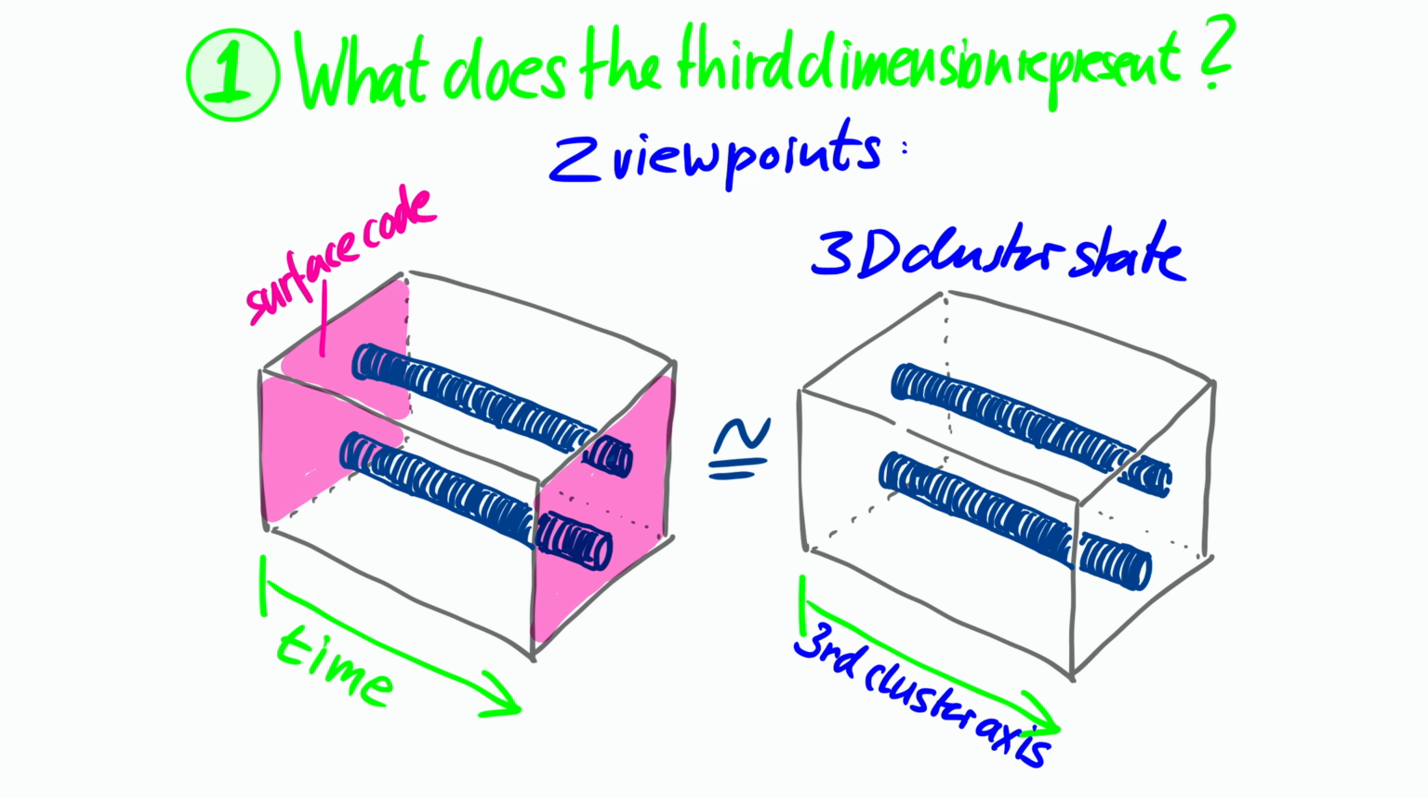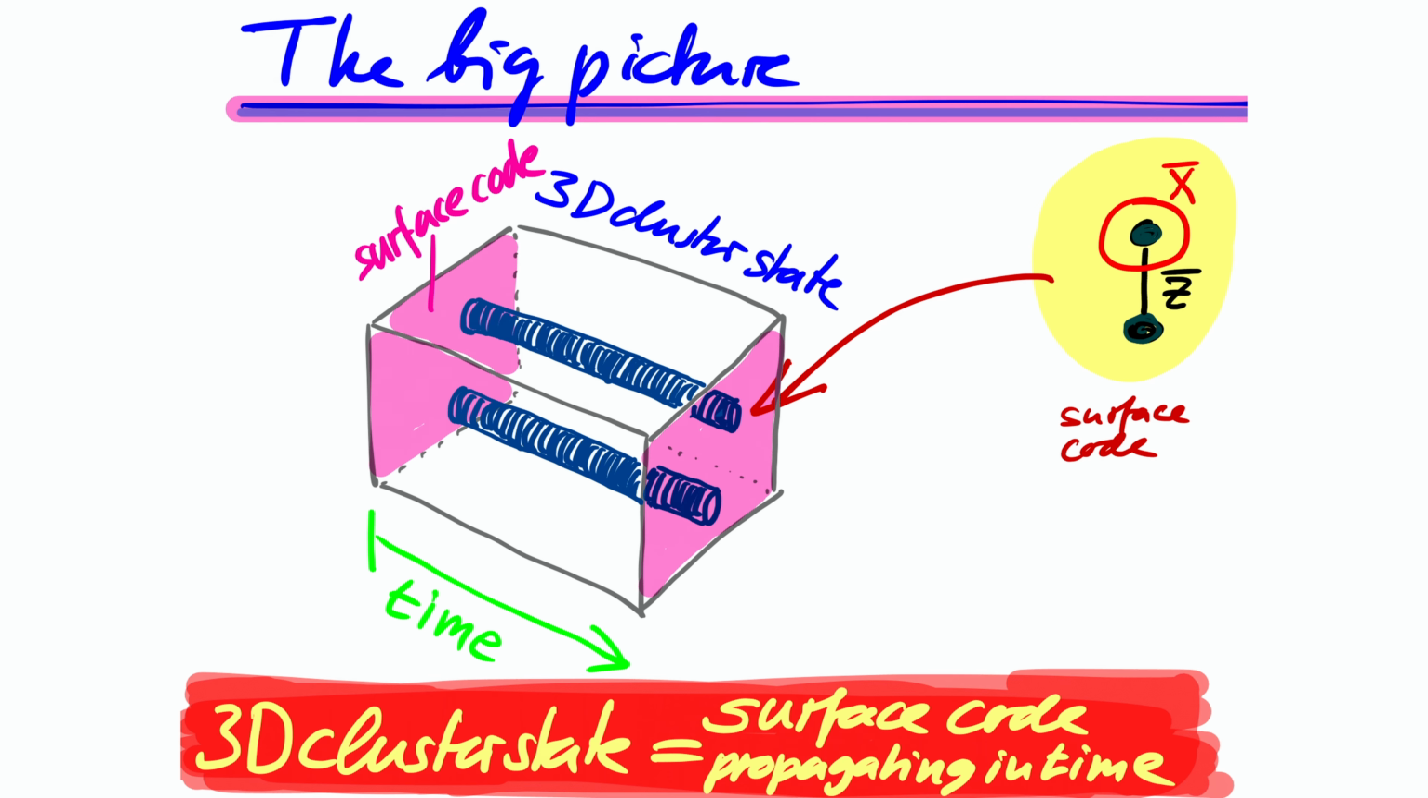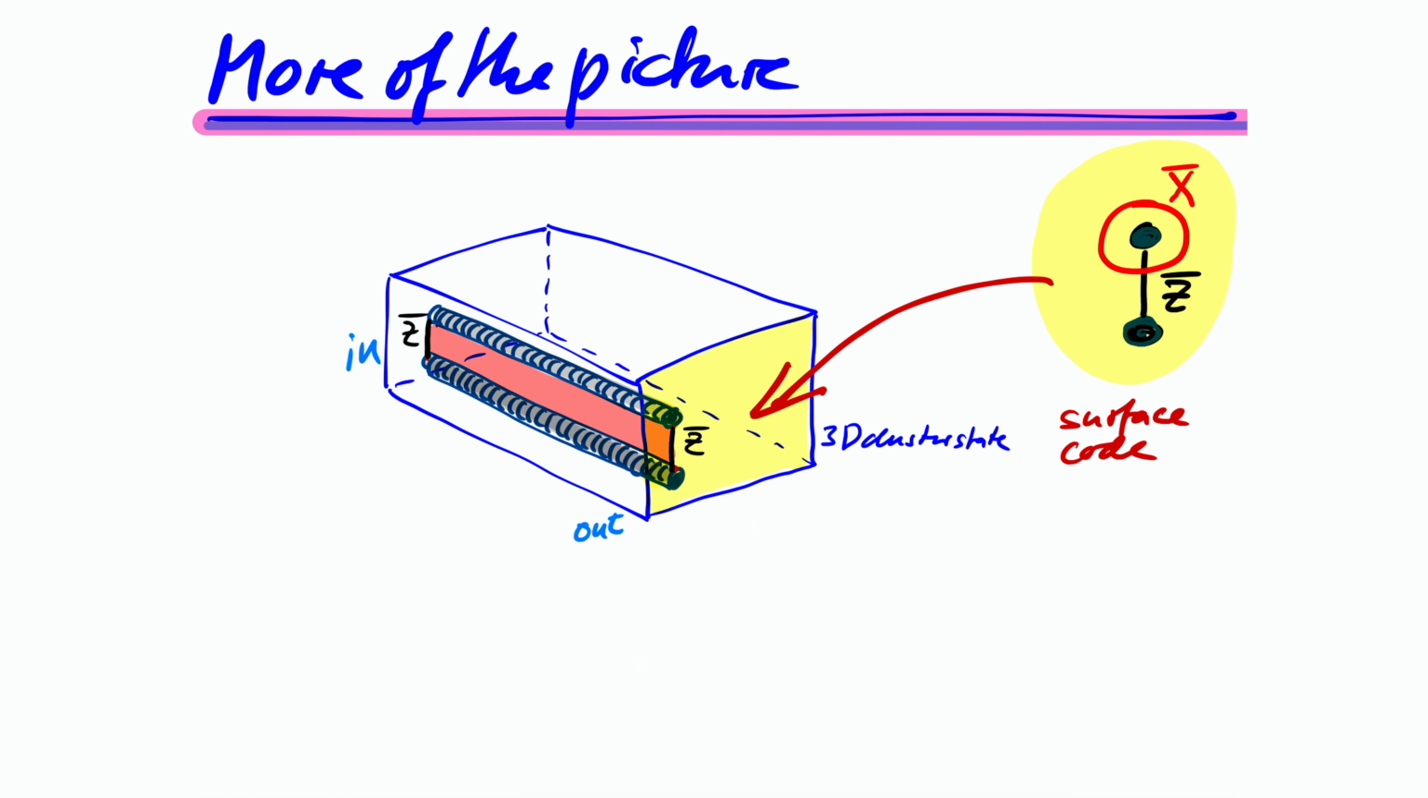Or we may regard the whole block as a three-dimensional cluster state. In that case, the third dimension is simply one of the cluster axes. It is the second viewpoint that we take here in this video. The big picture is, a 3D cluster state is like a surface code propagating in time. Now let's put in some more details.